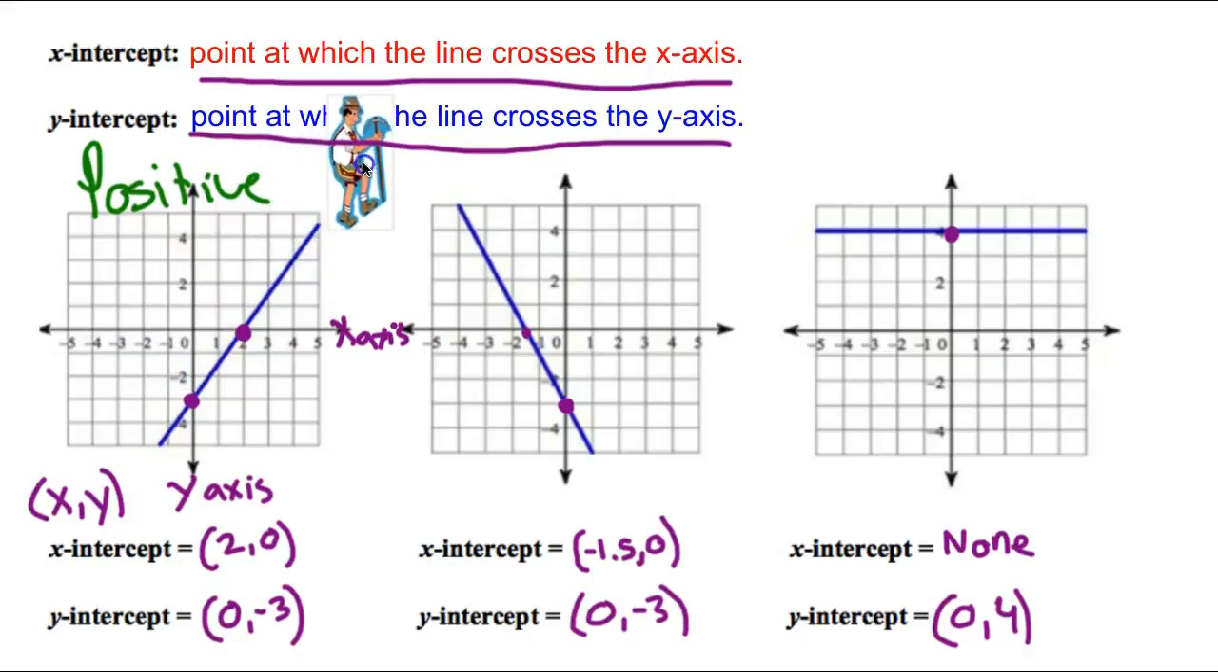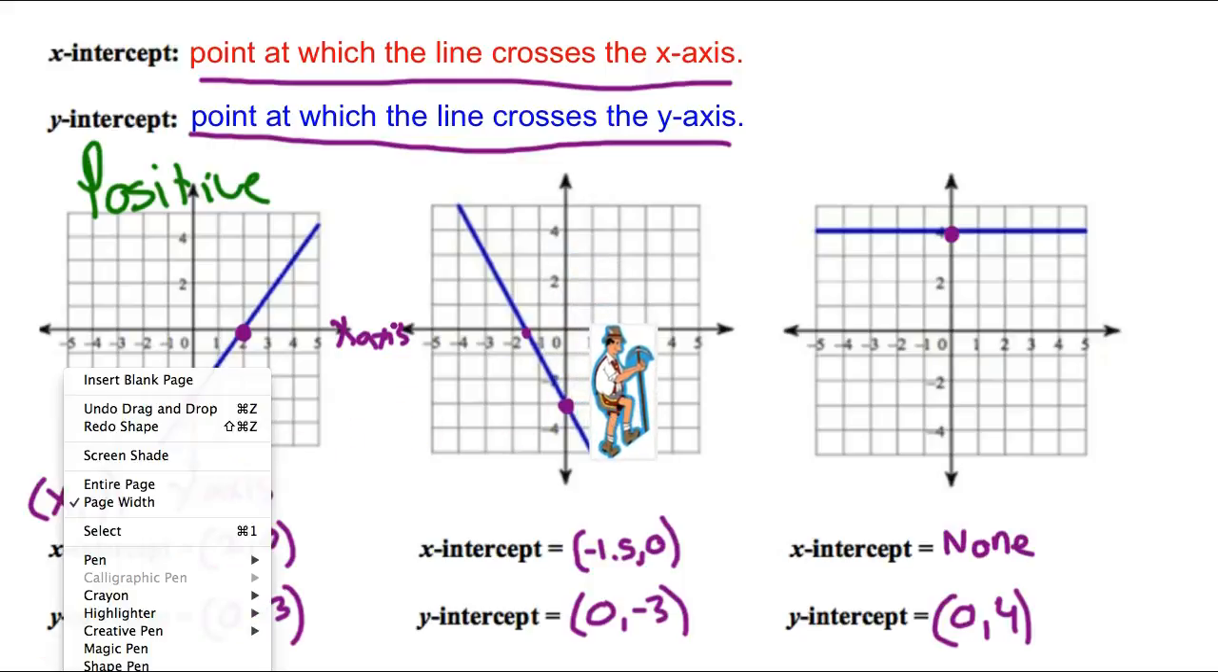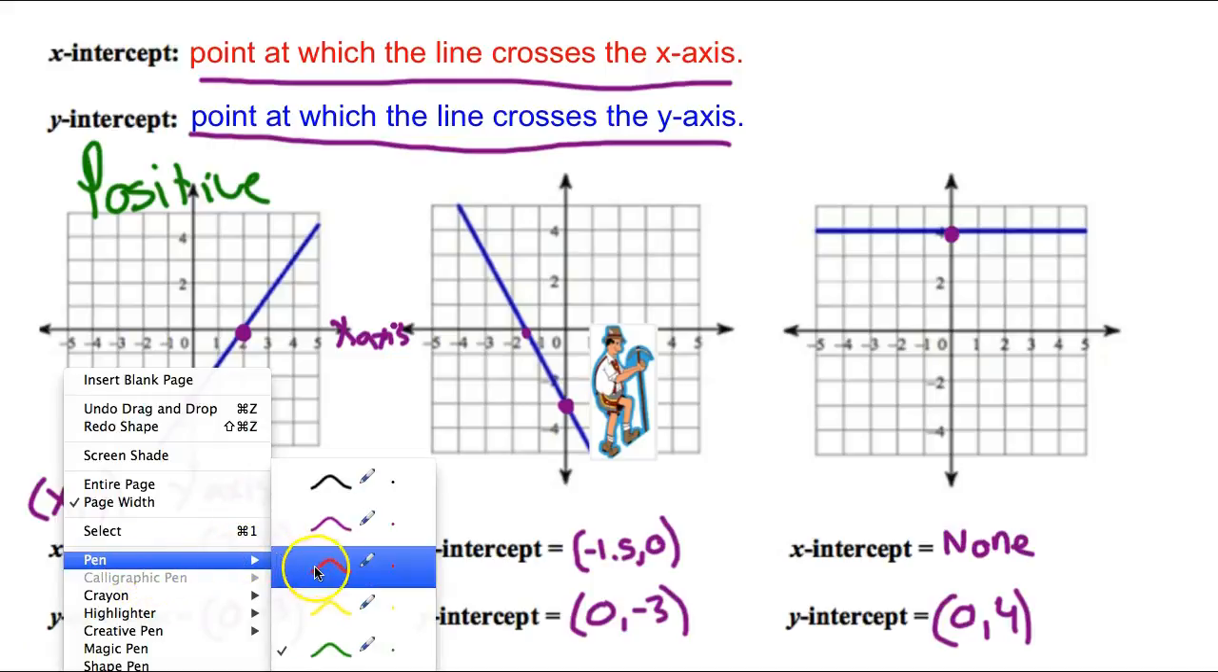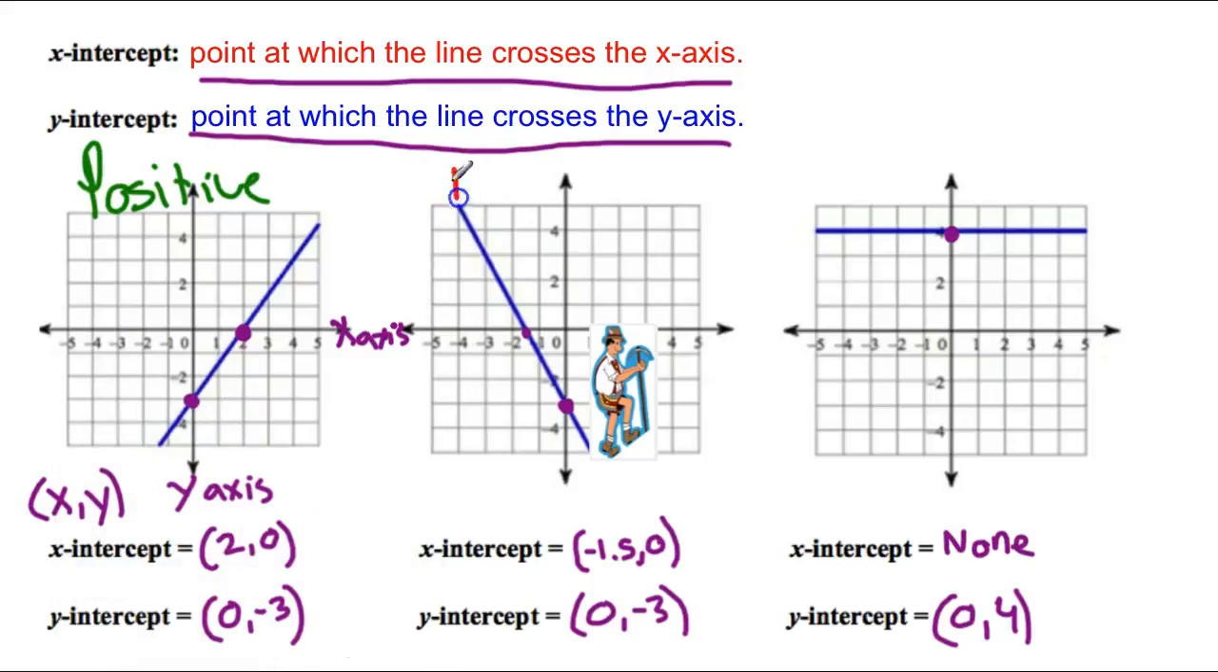If this mountain climber is going downhill, so you start from left to right, and let's say he's going downhill. So if he's going downhill, we call that negative. That is a negative slope. Let me write that one in for you too. Negative.